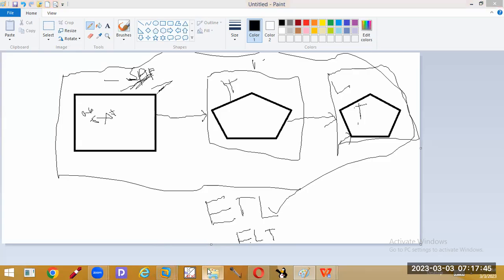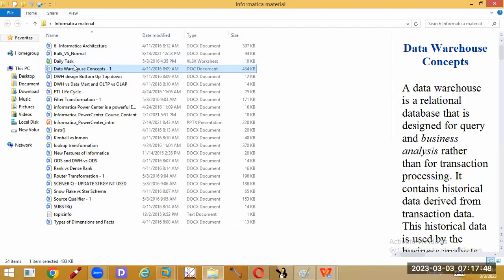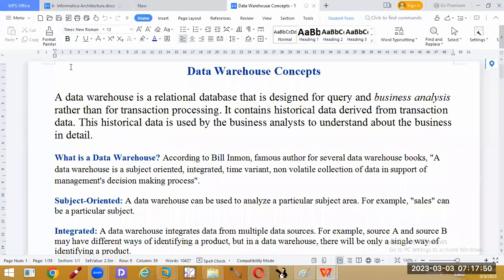So going back to the concept of data warehousing, what is the actual process and what are the main terms we are going to use in a data warehouse? Here are some concepts I want to explain. Data warehousing is a relational database, the same kind as your ERP, whatever we are using as a source for storing the data. But here the size is big compared to your ERP. That is designed for query and business analysis rather than transaction processing.